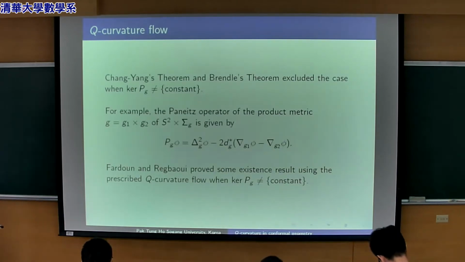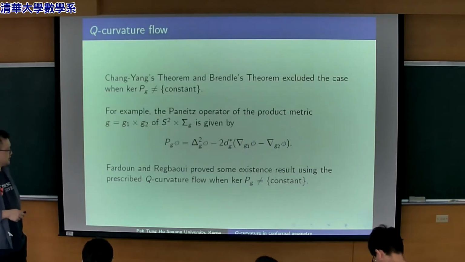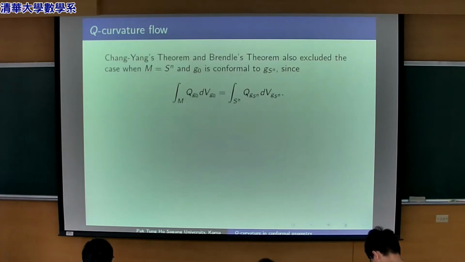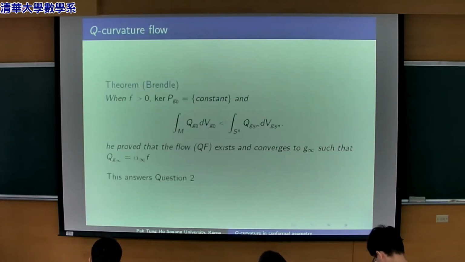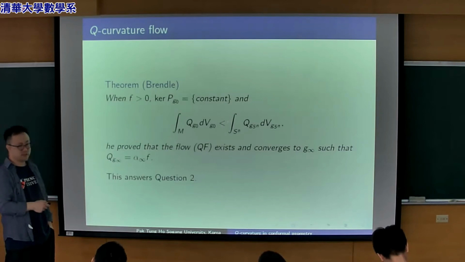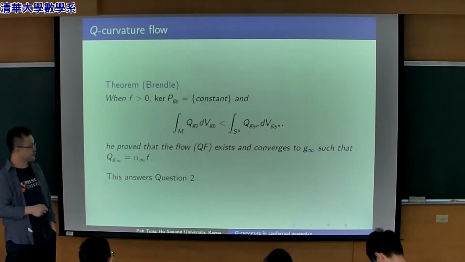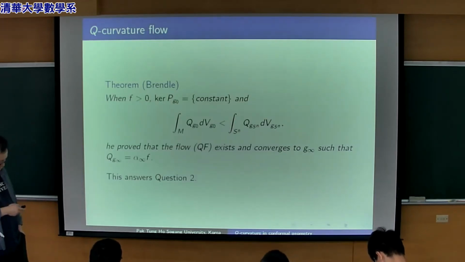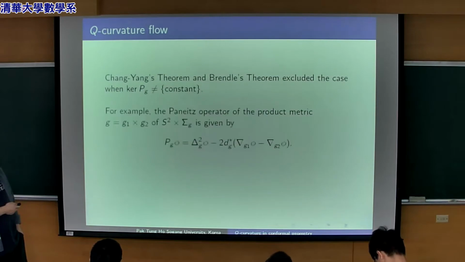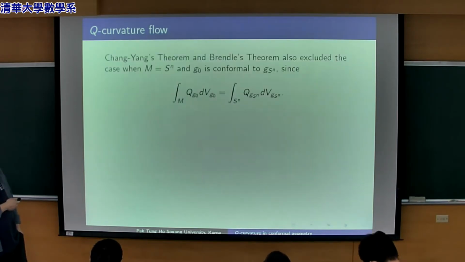They put some existing results also using the flow without this condition. So they can do that. And on the other hand, if you look at the theorem of Alice and Paul and Simon Brendle, you also see that it excluded the case of the sphere, right? Let me show you very quickly. If you look at, for example, Brendle's theorem, they require this inequality to be strict, so you need to be strictly less than the sphere. So therefore Brendle's theorem or Paul and Alice's theorem also excluded the case of the sphere.